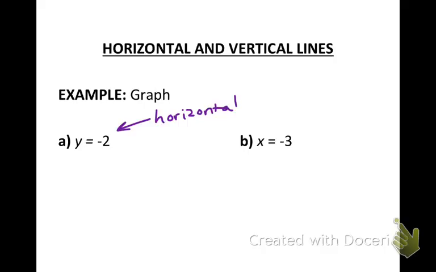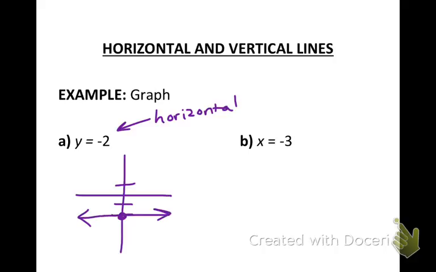What I like to think of is the intercept. It's telling me I have a y-intercept at negative 2. If I put a y-intercept at negative 2, would I draw a vertical line through it or a horizontal line through it? Horizontal. If I drew a vertical line, that would be the same as y equals negative 1, y equals 0, y equals 1. So it's going to be horizontal.